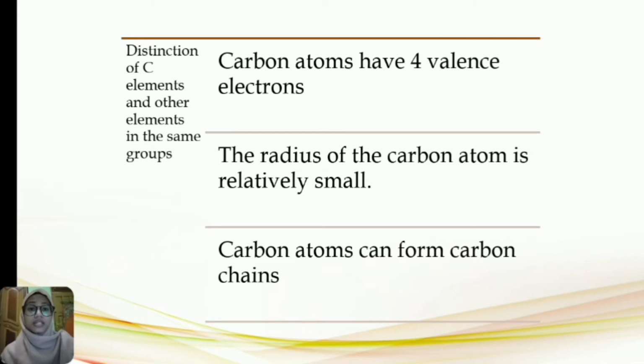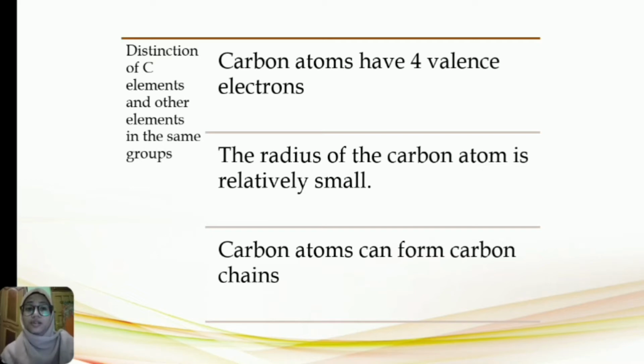If we talk about element C, it has distinctions from other elements in the same group. First, element C or carbon atom has 4 valence electrons. That means the 4 valence electrons form electron pairs together with other atoms, forming covalent bonds. And the second, the radius of carbon atom is relatively small.